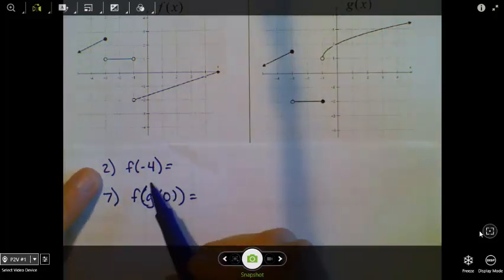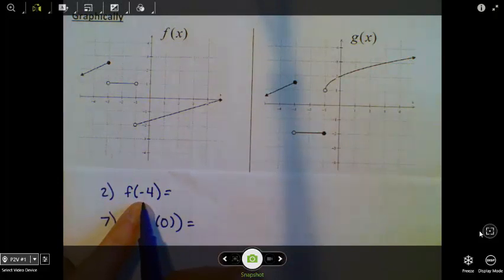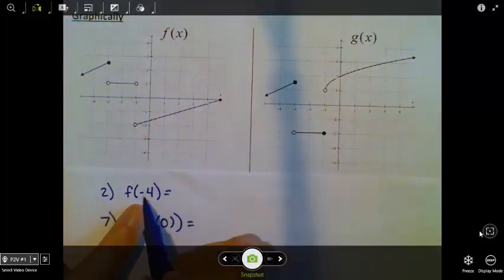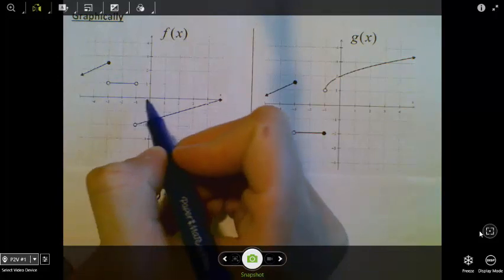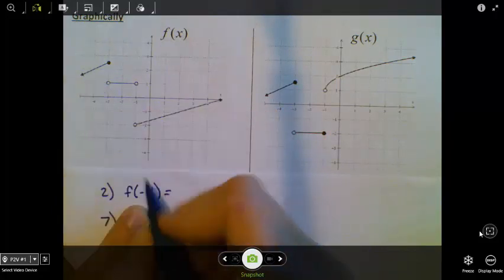But number 2 in front of you, f of -4. So this number inside the parentheses, that's our x value. The f is telling us what function to use, whether we're using this one or this one. So I want to see when my x value is -4, what's my y value? It's 2.